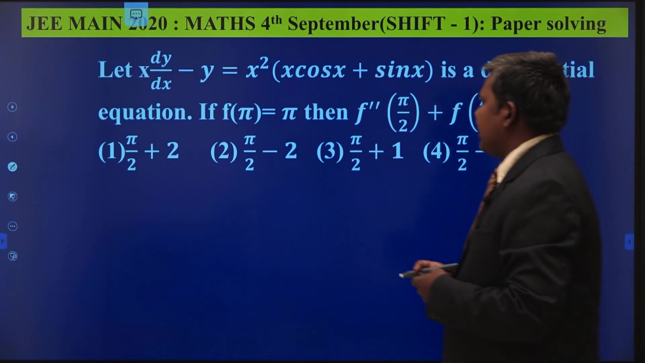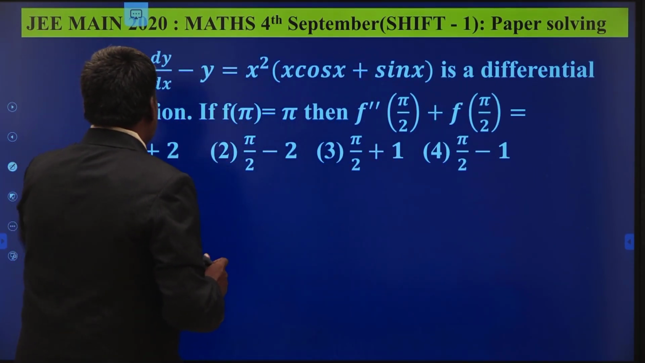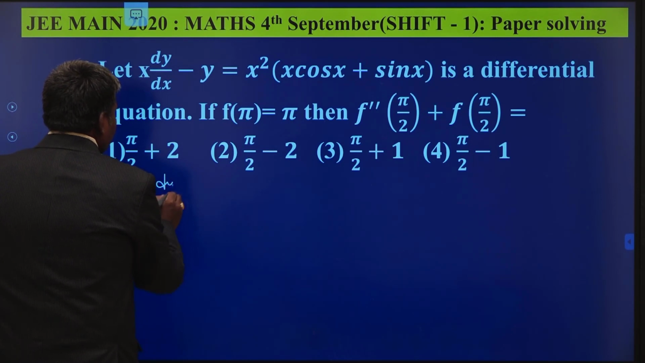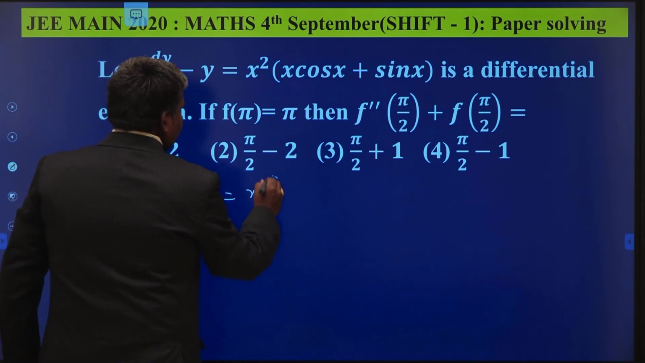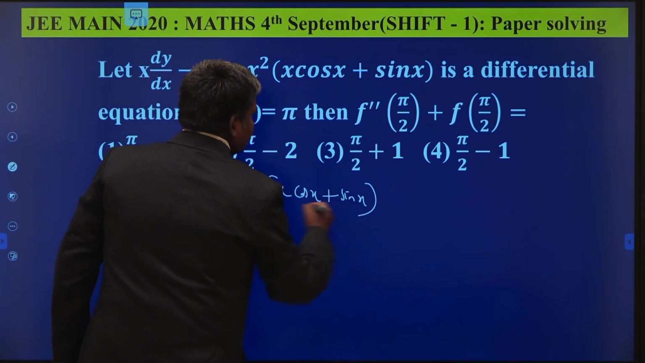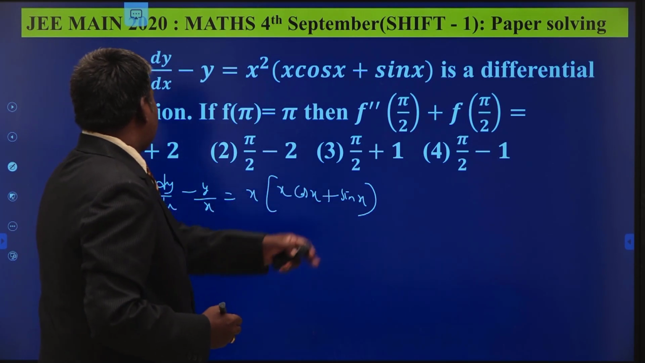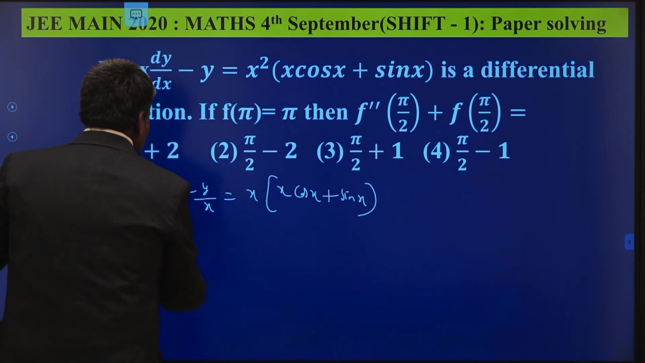This is the question related to the differential equation. It is very easy for you. Dividing by x on both sides, we get dy by dx minus y by x is equal to x times (x cos x plus sin x). This is the differential equation. By dividing by x on both sides, it becomes a linear differential equation.